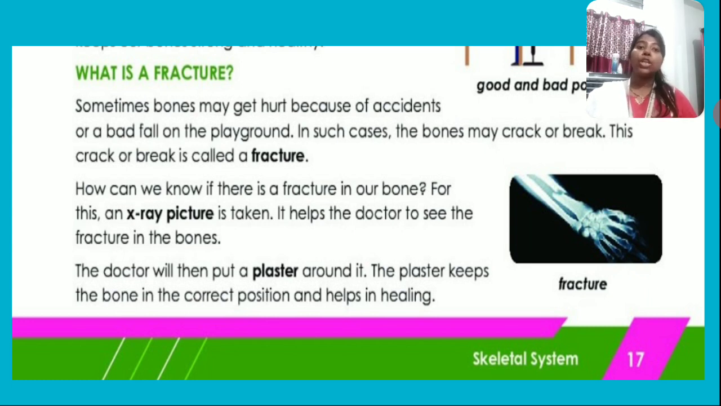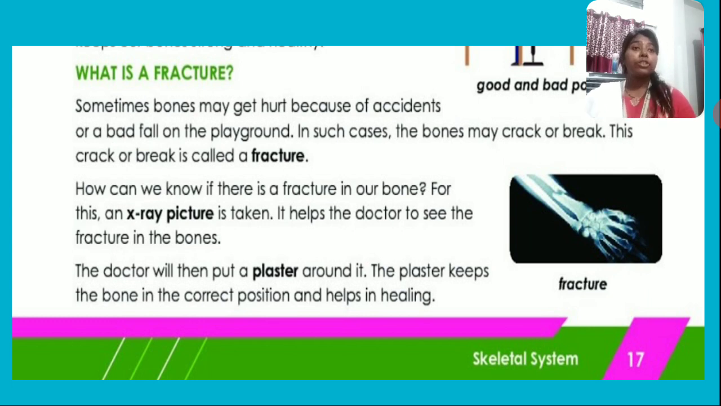See how we can know if there is a fracture in our bone. For this, an X-ray picture is taken. It helps the doctor to see the fracture in the bones. Clear? Next, the doctor will put a plaster around it. The plaster keeps the bone in the correct position and helps in healing.